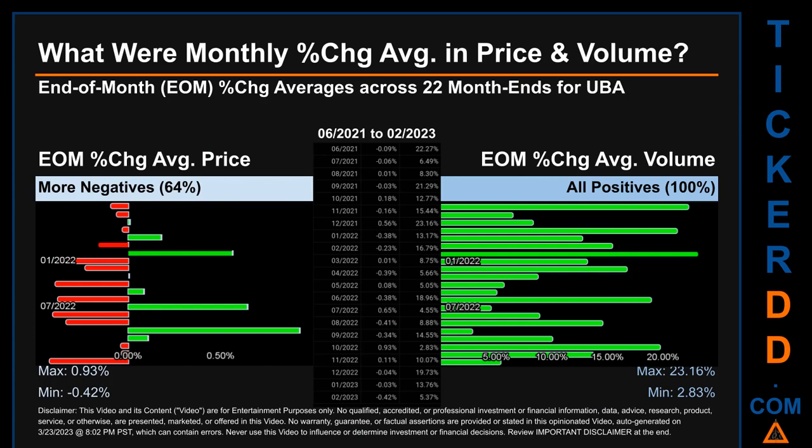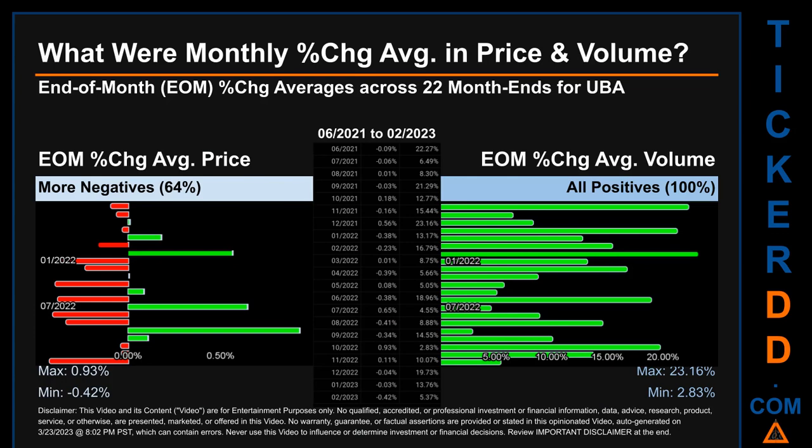What were end-of-month percentage change averages in price and volume for UBA? The monthly average of percentage change in price and in volume were calculated for each of the 22-month ends. That calculation took daily percentage changes and averaged them for each given month. If a month end came out negative, then it means that the month summarily saw a negative change.